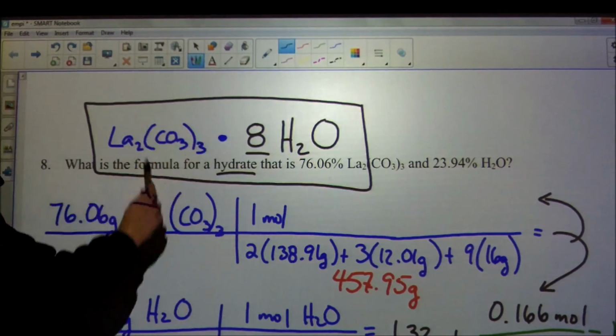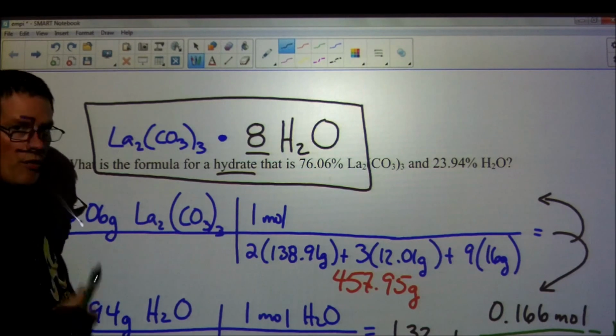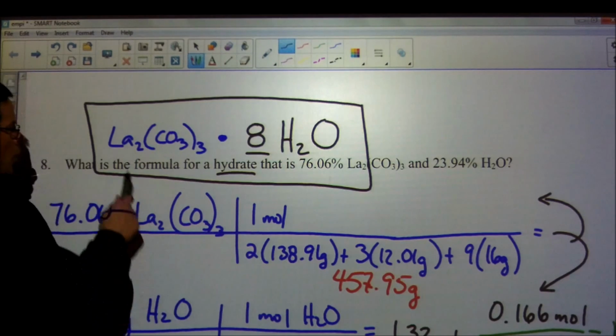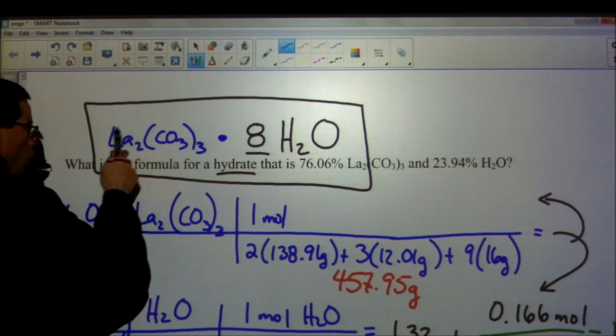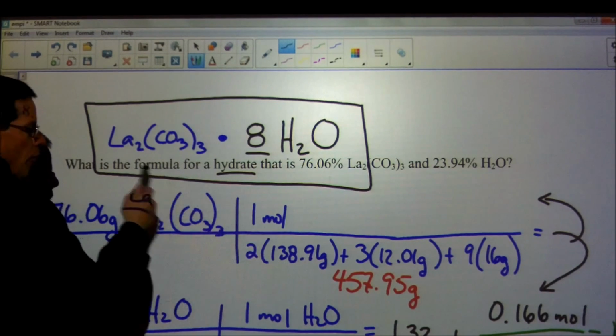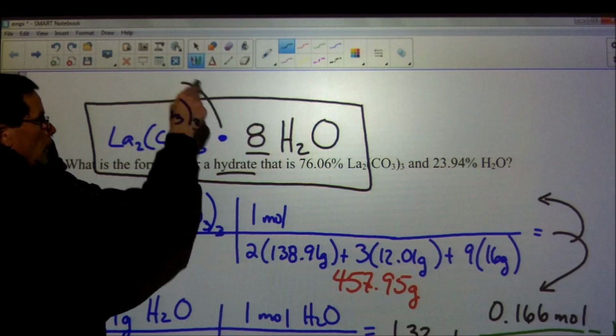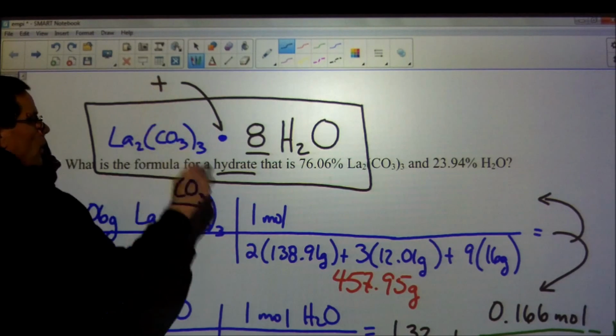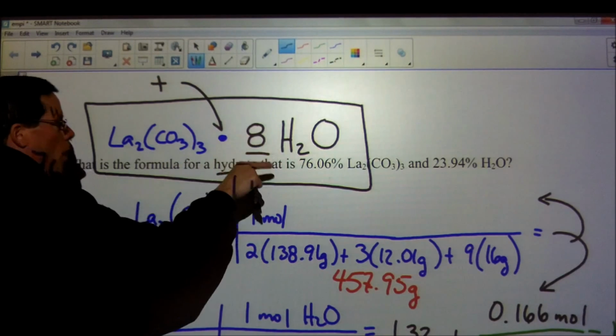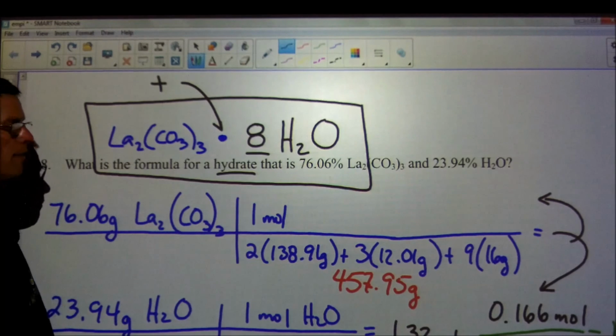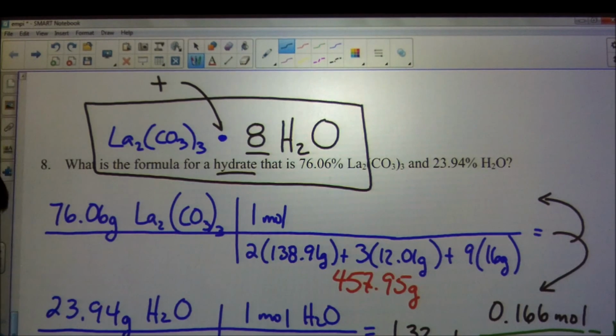And this is our formula for the hydrate. Now if you were to find the molar mass for this, you would find out, like what we did down here, the 457, and this dot actually is acting as a plus sign. So it means that there's 8 water molecules chemically attached to that. Isn't that cool? Awesome.